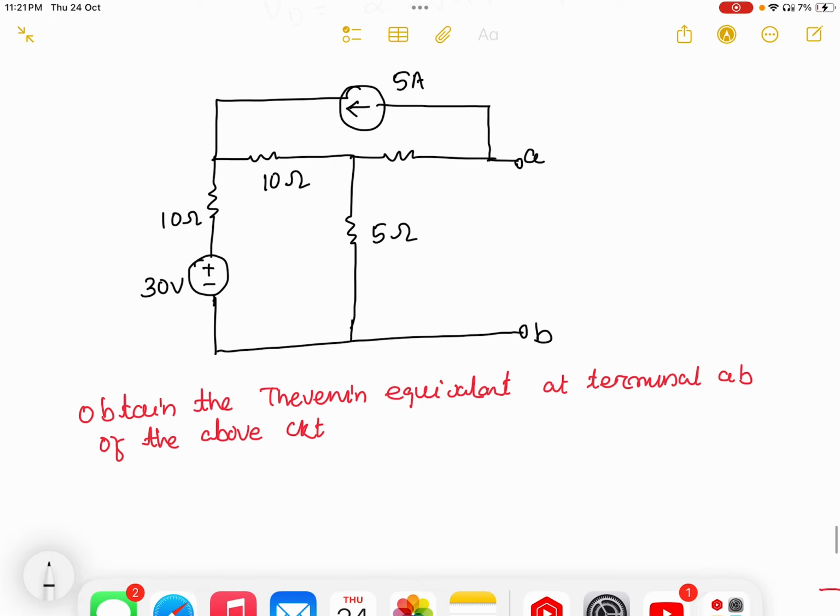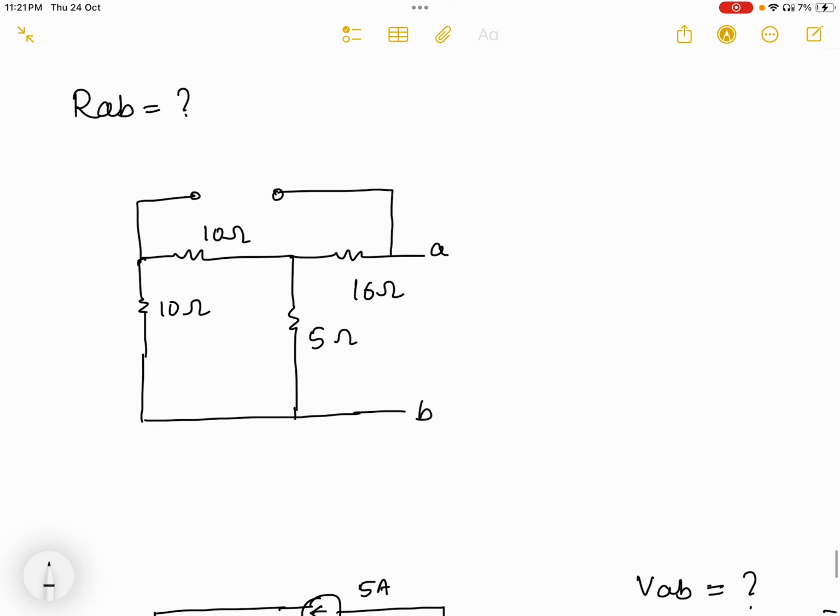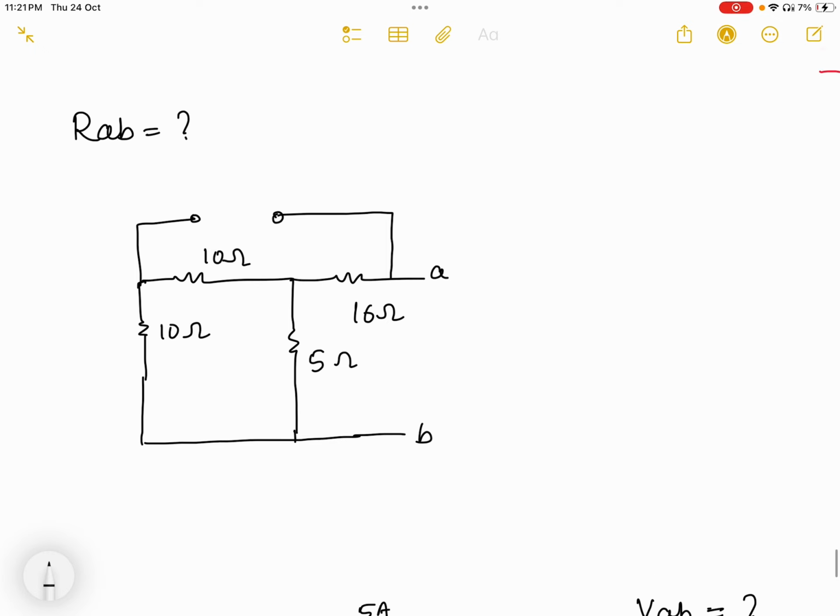When we draw the circuit for the equivalent resistance, what do we have to do? We have to make the voltage sources short circuit and the current sources open circuit. You can see here I made the voltage sources short circuit and the current sources open circuit, and I need to find the resistance from this AB side. When I look from this AB side, you can see 10 and 10. These two are in series, and in parallel with 5.